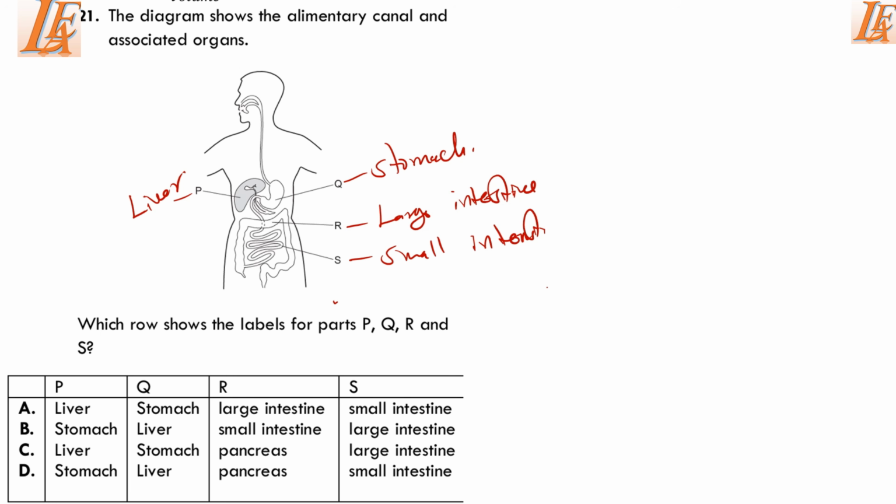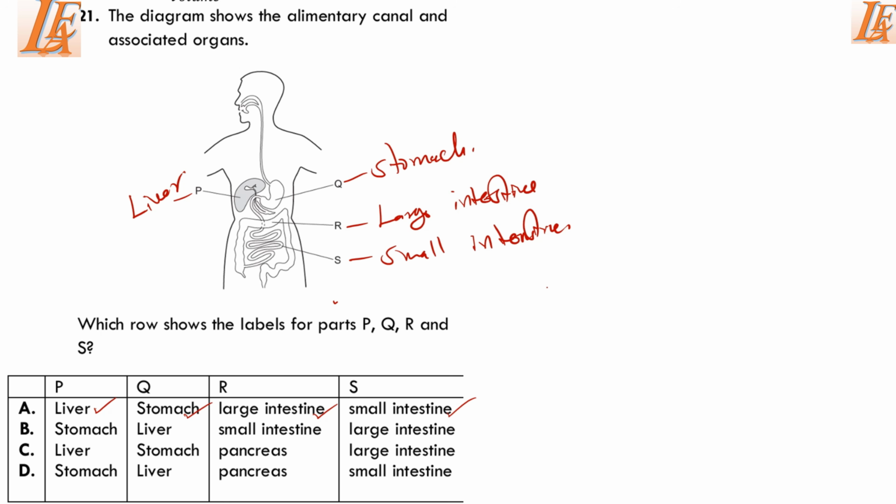Then the question is, which row shows the labels for the parts P, Q, R, and S? So we have already labeled them, but let's go to option A. A, P is a liver, this is correct. Q is a stomach, correct. R is a large intestine, this is correct. Then S is small intestine, this is also correct. So A matches the letters P, Q, R, and S.